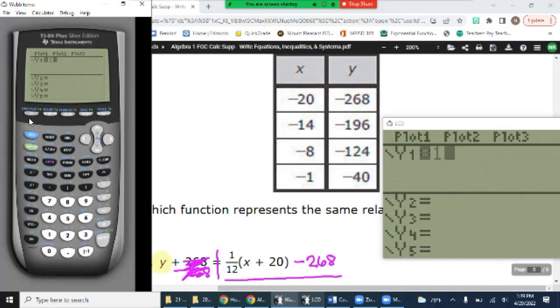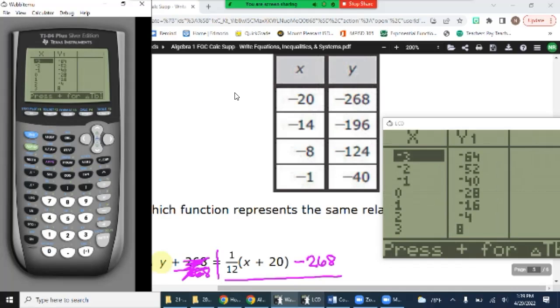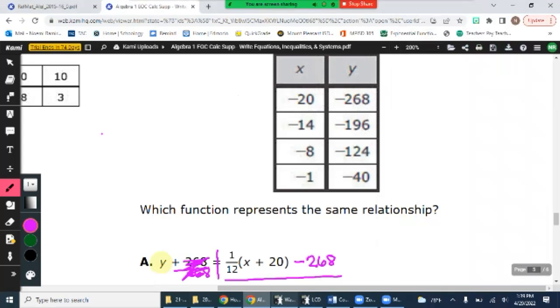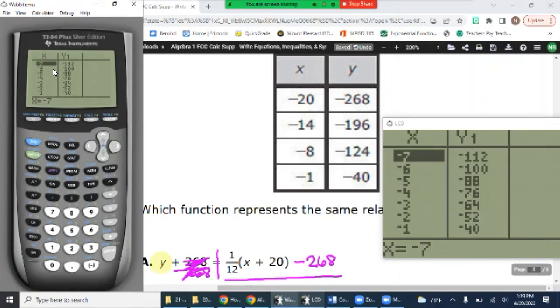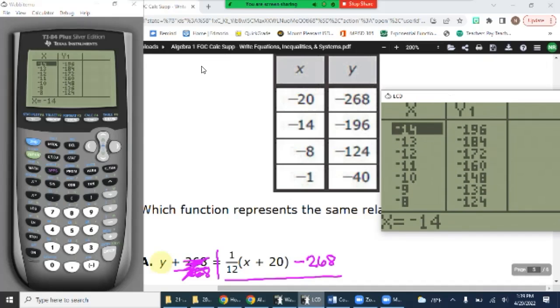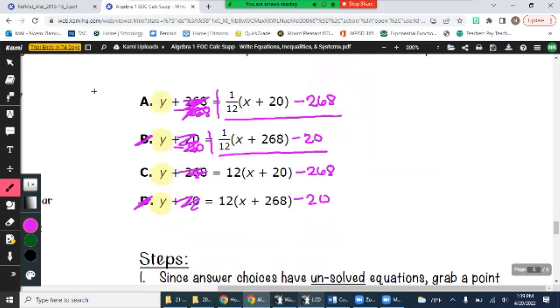Take the time. So 12x plus 20, right? Minus 268, second graph. And there's my -140. If I go up to -8, there's my -8, 124. If I go up to -14, there's my -14, 196. Everybody see that? So C is the correct answer. Questions? If you have no questions, turn the page.